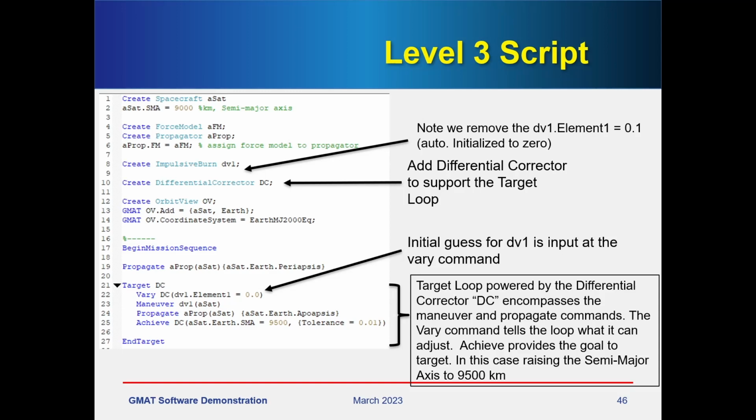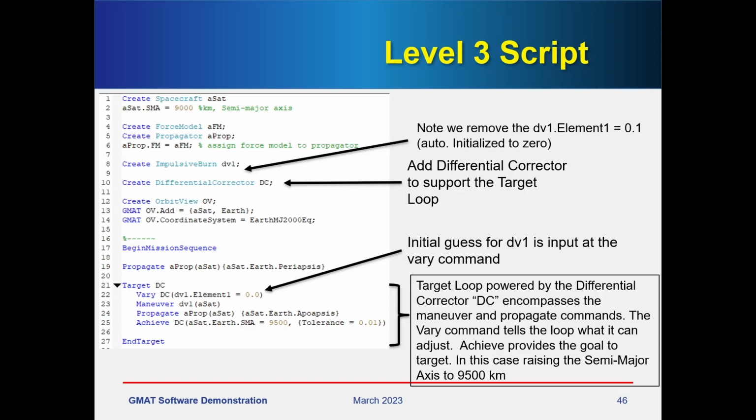First off, I have removed the dv1 element 1 equals 0.1 from line 9. We will let the differential corrector figure out the magnitude of the delta V. But note that all three elements of dv1 will be initialized to 0. Next, in line 10, we create the differential corrector, which we'll call DC for short, and let GMAT default all of the settings. Now we move to the mission sequence.